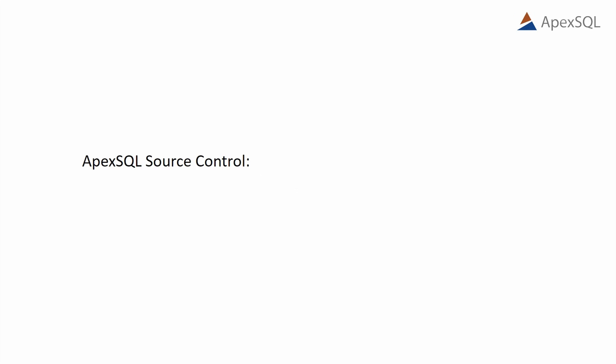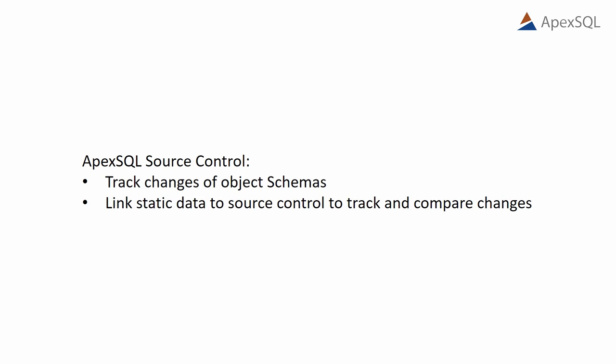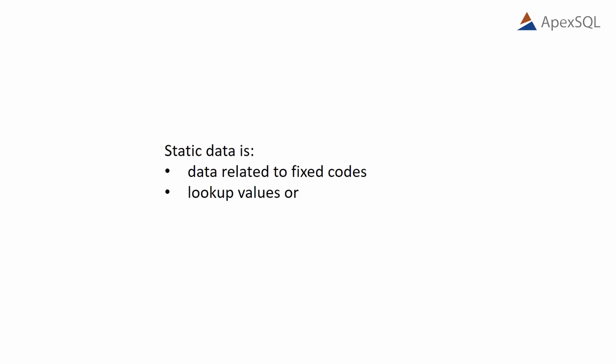The main focus of ApexSQL Source Control is to track changes of object schemas. But developers can also link static data to source control to track and compare changes as well. Static data, in the context of SQL Server, is generally considered data related to fixed codes, lookup values, or other list-type data that generally isn't dynamic in nature and changes only infrequently, if at all.